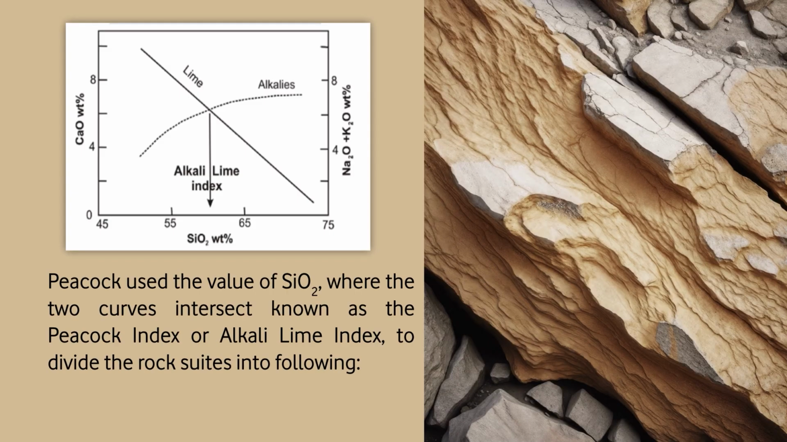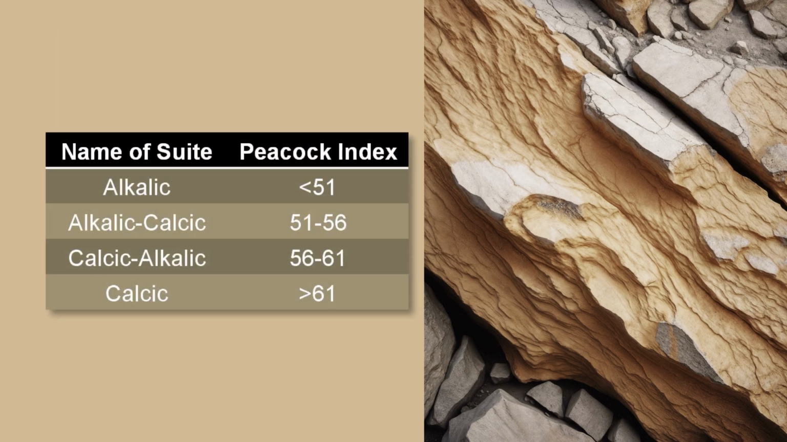Peacock used the value of silica where the two curves intersect, known as the Peacock index or the alkali lime index, to divide the rock suites into the following categories. We have the alkalic rock suite, where the Peacock index is less than 51. Then the alkali-calcic rock suite, where the Peacock index lies between 51 and 56. The calc-alkalic rock suite, where the Peacock index is 56 to 61. And the calcic variety, which has a Peacock index more than 61.